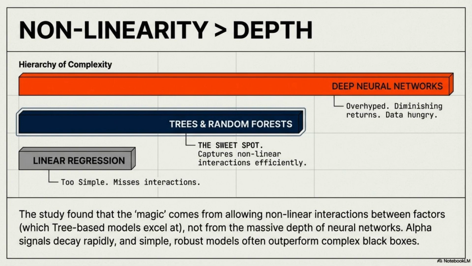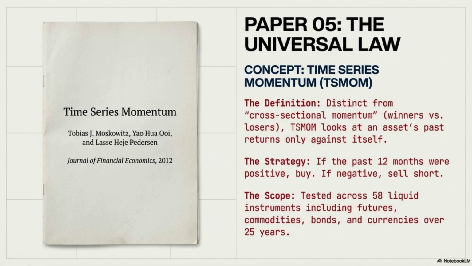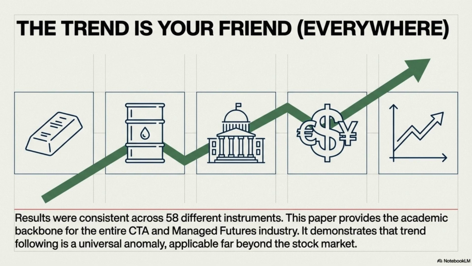Finally, paper number 6 covers one of the most robust phenomena in financial markets: trends. This is Time Series Momentum by Moskowitz, Ooi, and Pedersen. You will often hear this referred to in the industry as TSMOM. Most people know cross-sectional momentum, buying winners and selling losers relative to each other. This paper is different. It looks at an asset's past returns only against itself. Basically, if the past 12 months were positive, you buy. If negative, you sell short.